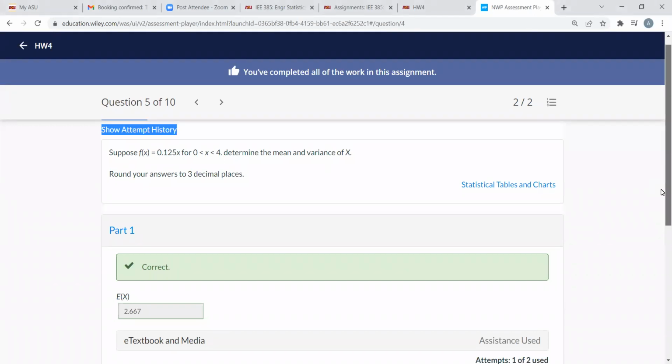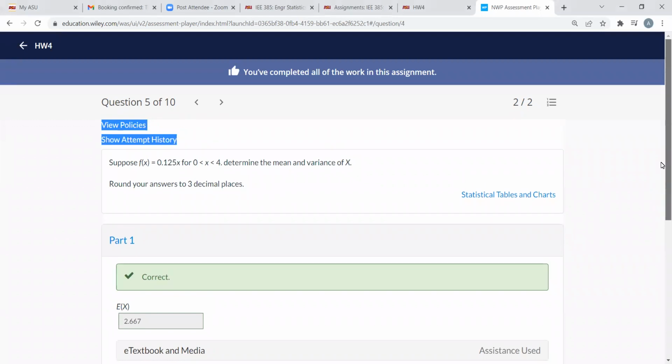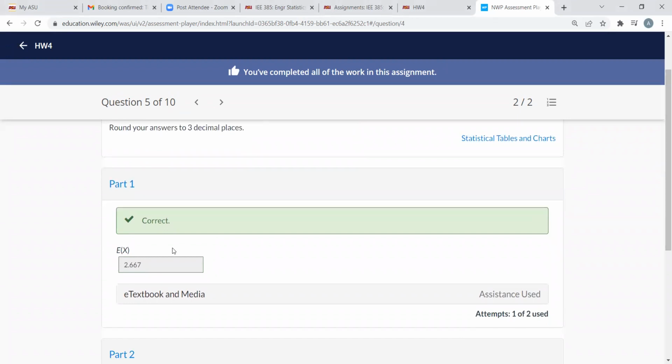Yeah. Okay. So this one here is a little bit tricky. It says suppose f of x equals 0.125x, 0 to 4. Determine the mean and the variance. So the mean, for that one, let me look at the formula. This one's going to require an integral, and you actually can use your calculator to do this. So let me share my screen, and I'll show you how to do it.